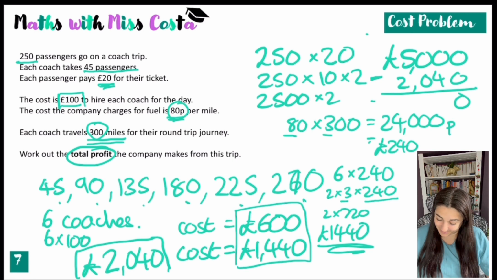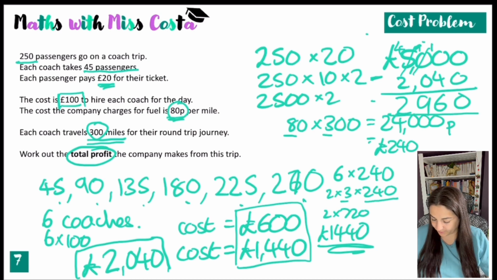Oh, my brain. Okay, I can't take 0 from 4, so I borrow from here, but I can't do that, so I borrowed that. That turns into a 9. 10 take 4 is 6. 9 take 0 is 9. 4 take 2 is 2. So £2,960 is the total profit they have made.